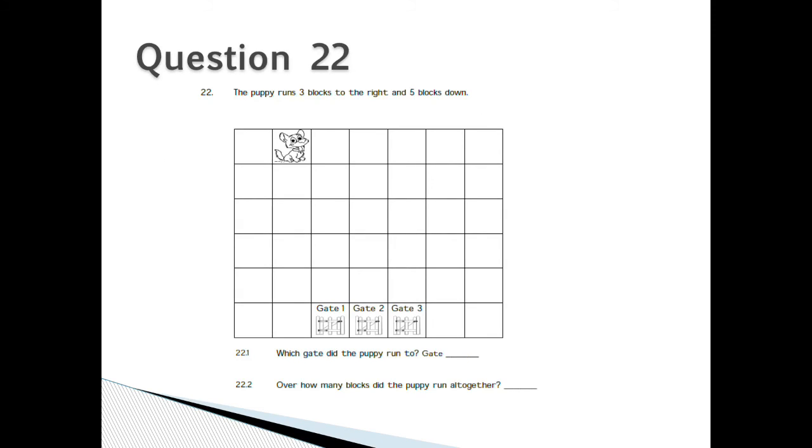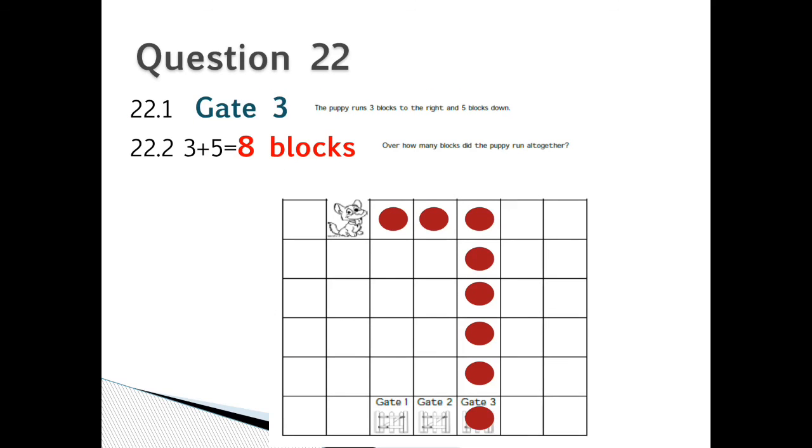Question 22. The puppy runs 3 blocks to the right and 5 blocks down. 22.1. Which gate did the puppy run to? Is it gate 1, 2, or 3? 22.2. Over how many blocks did the puppy run altogether? 22.1 is gate 3. The puppy runs 3 blocks to the right and 5 blocks down. 22.2. The puppy ran 3 plus 5, which equals 8 blocks in total.